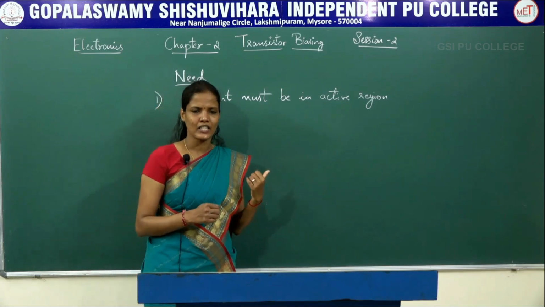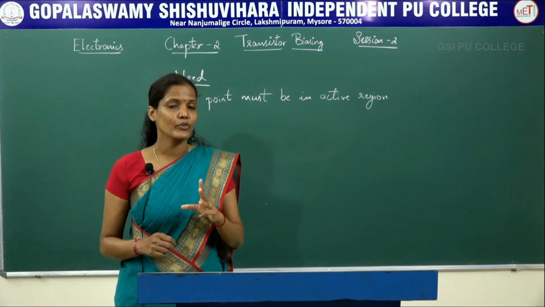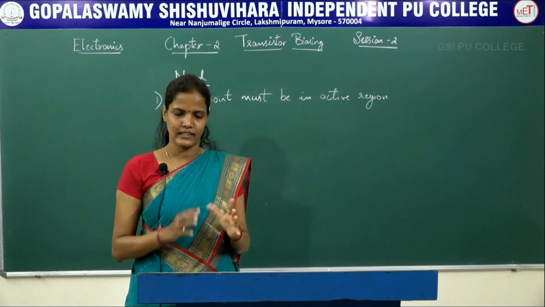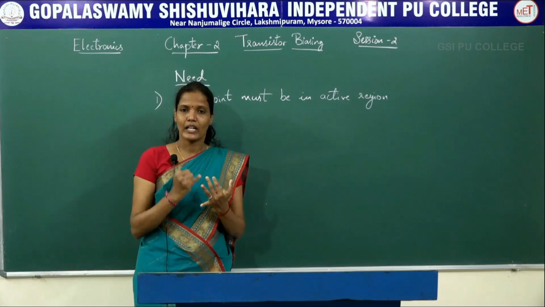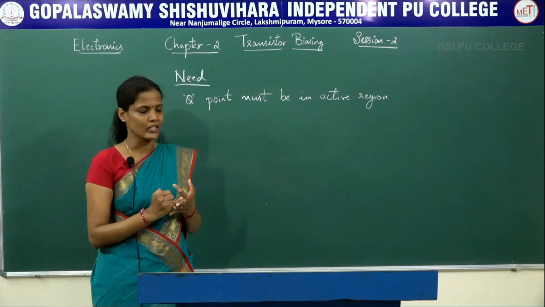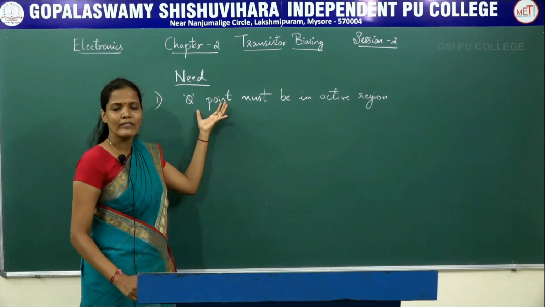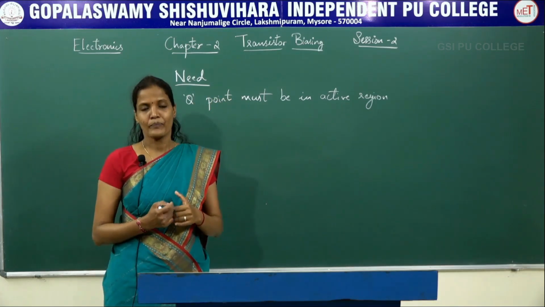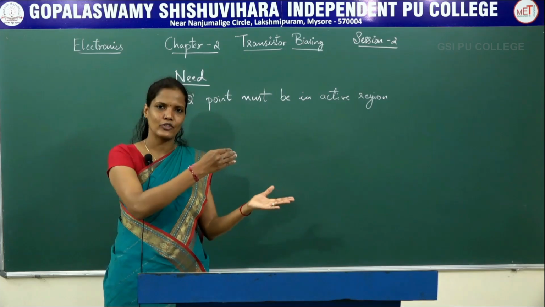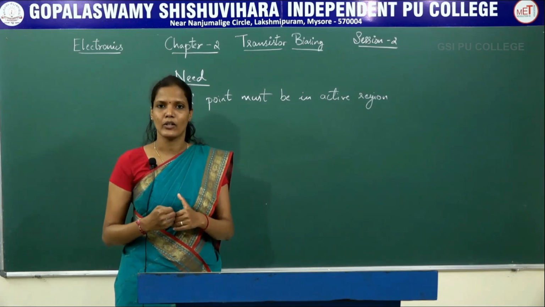In the last session, I already told you that there are three different regions in the transistor output characteristics. What are those? Saturation region, cutoff region and the active region. So this Q point must always lie at the center of the active region when the input signal is applied. It should not shift either towards the saturation region or towards the cutoff region.